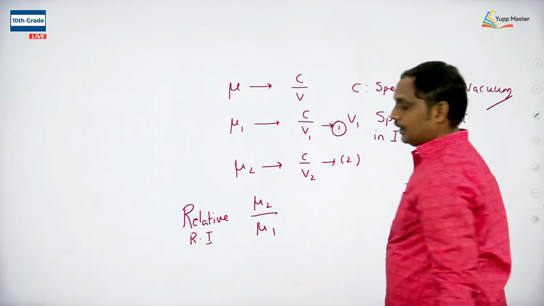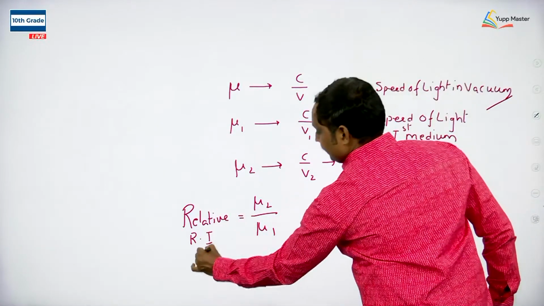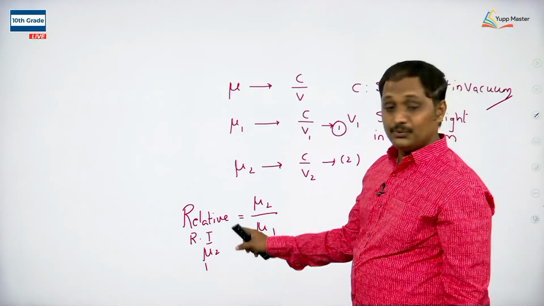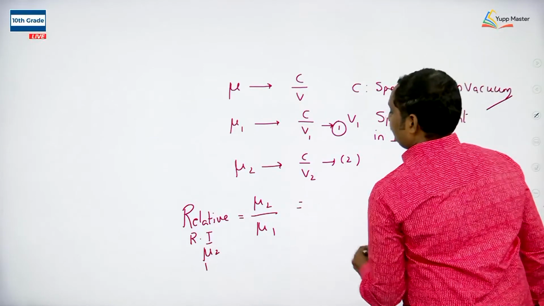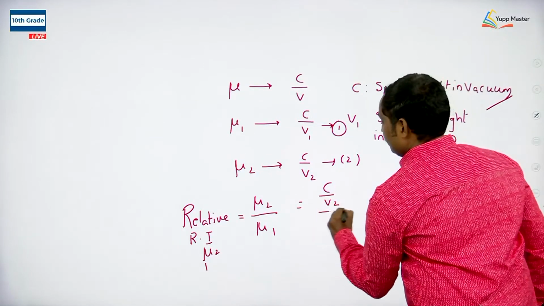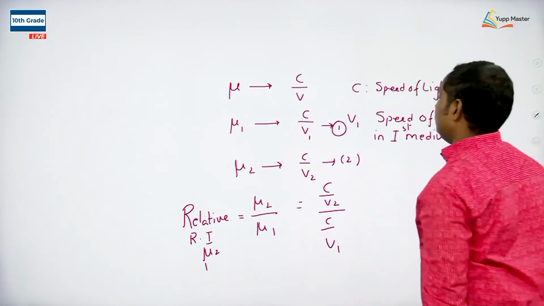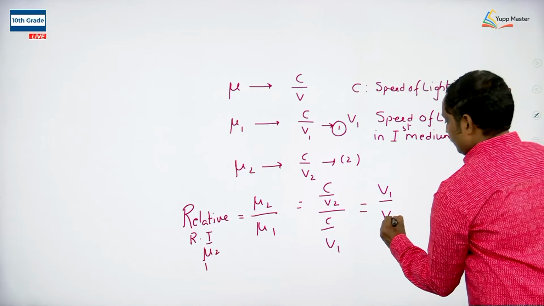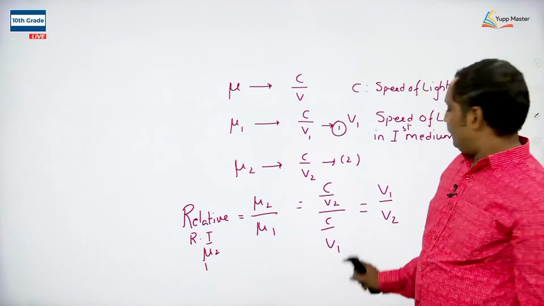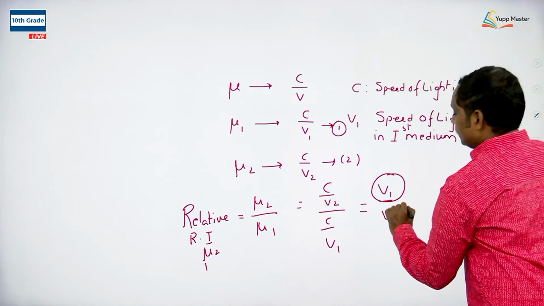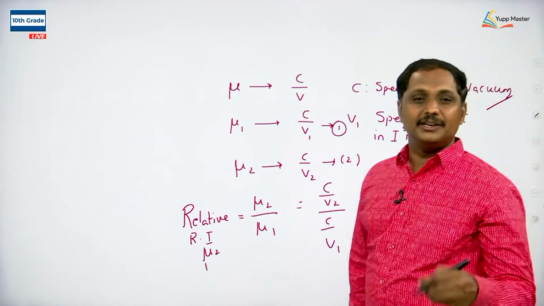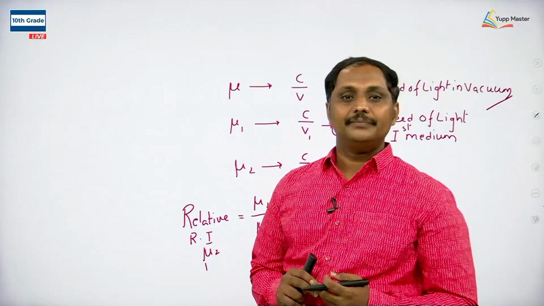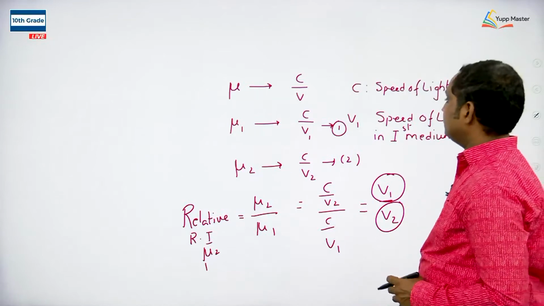Relative refractive index Ri, that is mu 2 1. Relative refractive index is identified as mu 2 1, that is equal to C by V2 over C by V1. So, you will find out that V1 by V2. If you know the speed of light in medium 1 and speed of light in medium 2, then you can easily find out the relative refractive index by getting this one.